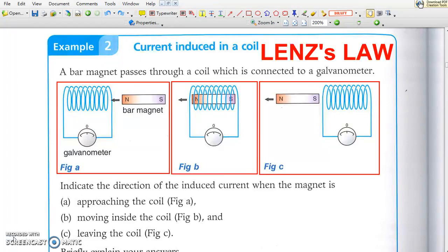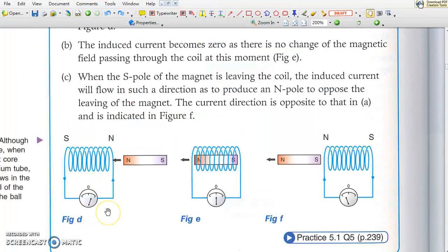Lenz's law can quickly give the induced current direction. First, in stage 1, a North Pole is induced to oppose the approaching North Pole of the magnet. Second, there's no induced pole, as the magnet is totally inside, and hence the solenoid can experience no change in magnetic field.